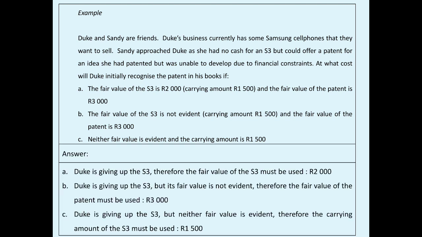So let's see if that is right. There we go. The fair value of the phone is 2,000, so we can record that. Over here, the fair value of the S3 is not evident. So we don't have the fair value of the phone we're giving up, then we must use the intangible asset's fair value, which is 3,000. If neither fair value is evident, you don't know the intangible asset and you don't know the asset you're giving up, use the carrying value of the thing you're giving up. So the cell phone carrying value is 1.5.